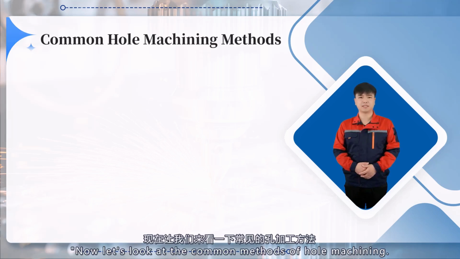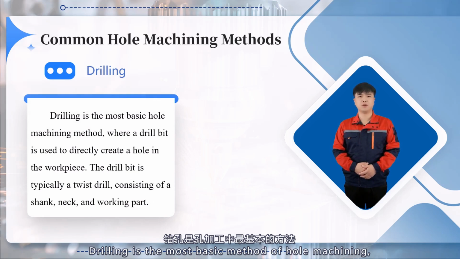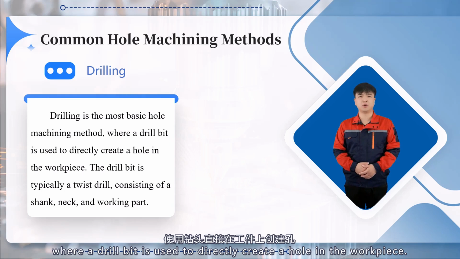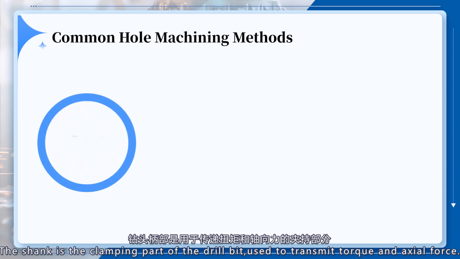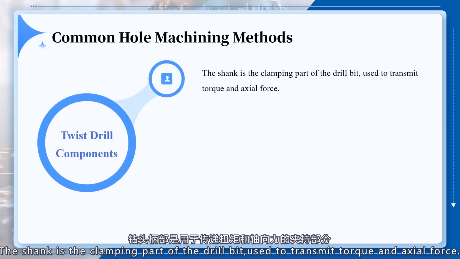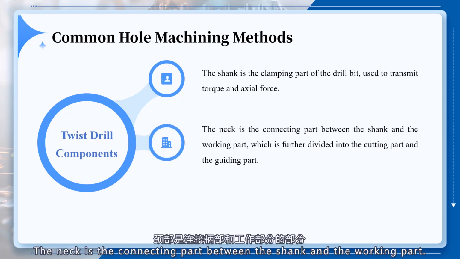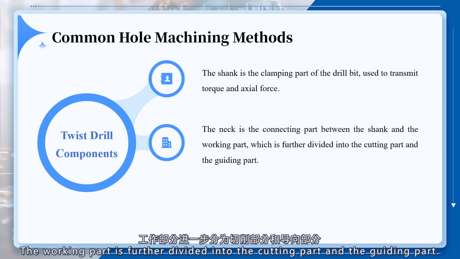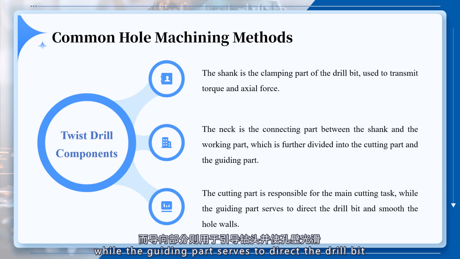Now, let's look at the common methods of hole machining. Drilling. Drilling is the most basic method of hole machining, where a drill bit is used to directly create a hole in the workpiece. The drill bit is typically a twist drill, which consists of a shank, a neck, and a working part. The shank is the clamping part of the drill bit, used to transmit torque and axial force. The neck is the connecting part between the shank and the working part. The working part is further divided into the cutting part and the guiding part. The cutting part is responsible for the main cutting task, while the guiding part serves to direct the drill bit and smooth the hole walls.